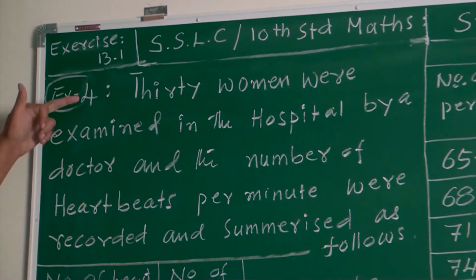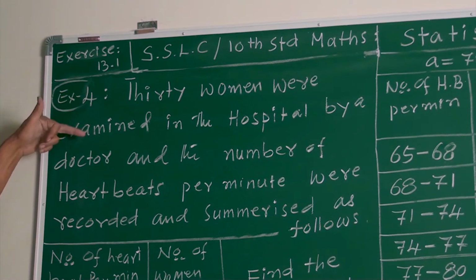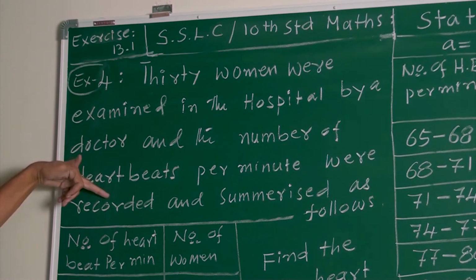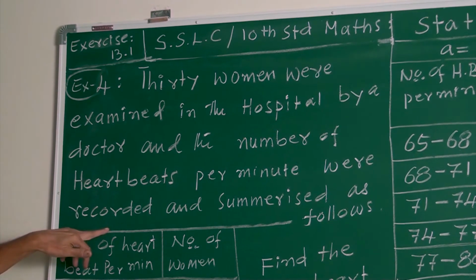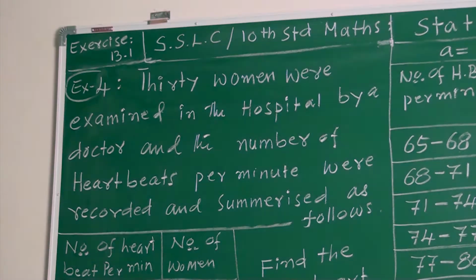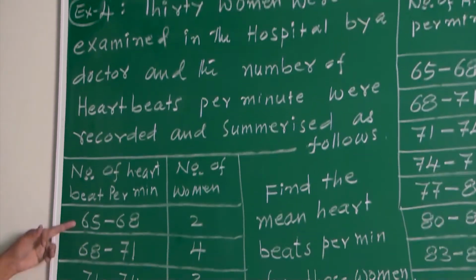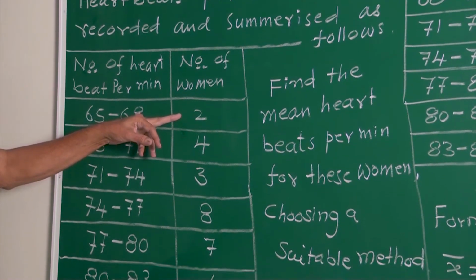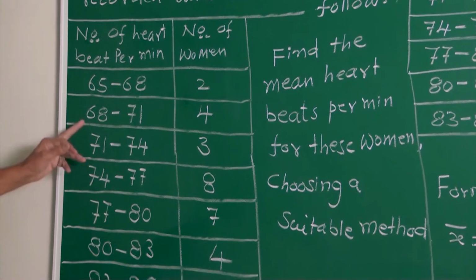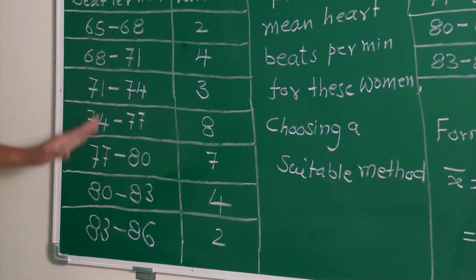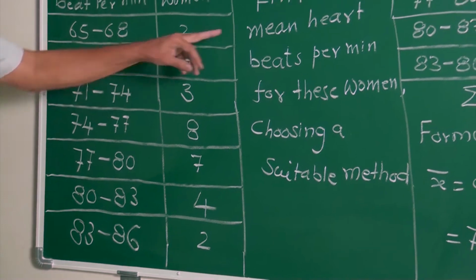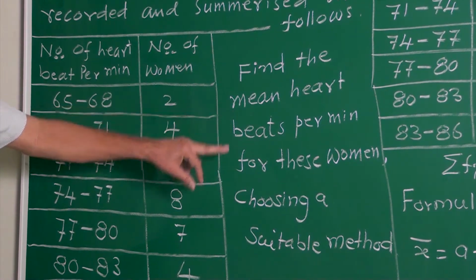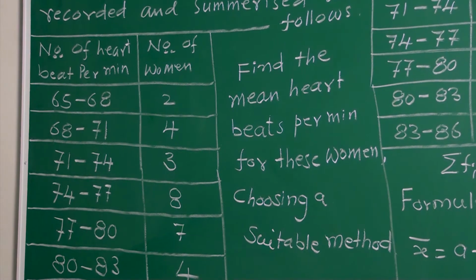This is the question. 30 women were examined in the hospital by a doctor, and the number of heartbeats per minute were recorded and summarized as follows. It is given in these two columns, my friends. Heartbeat between 65 to 68, number of women is 2, like that. This is the given question. Find the mean heartbeats per minute for these women, choosing the suitable method.